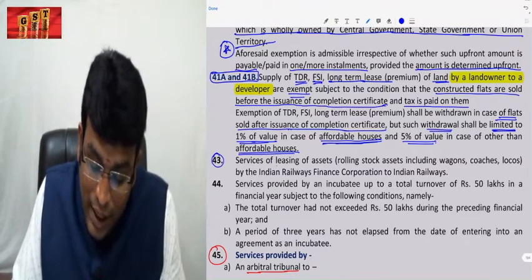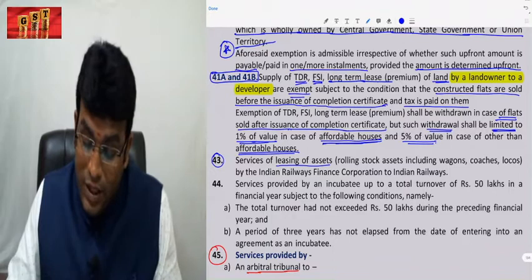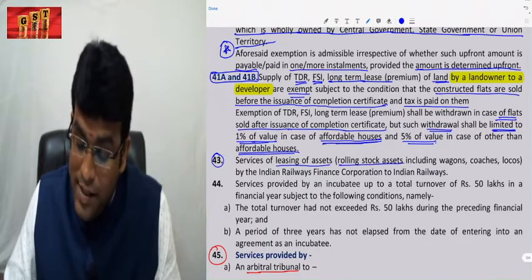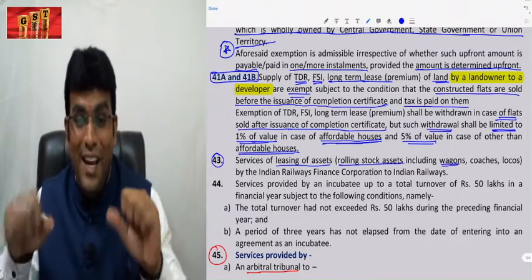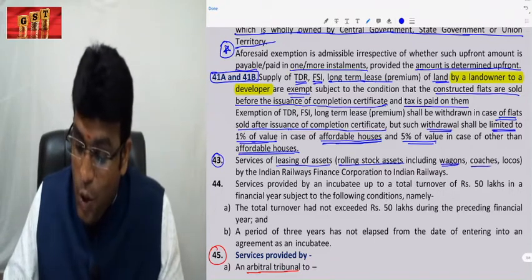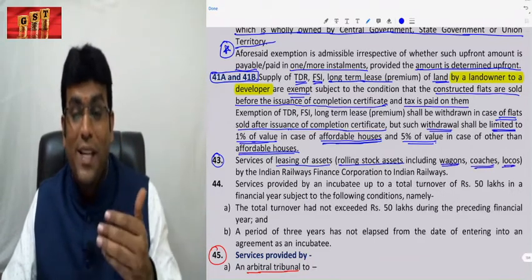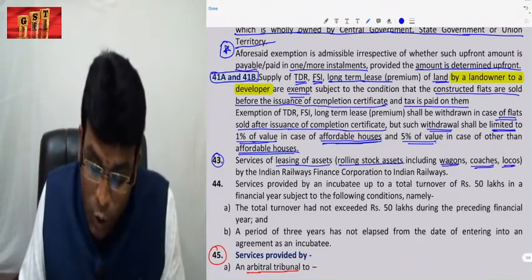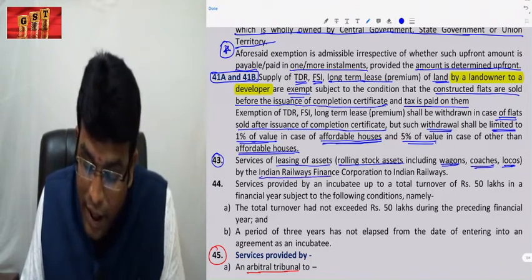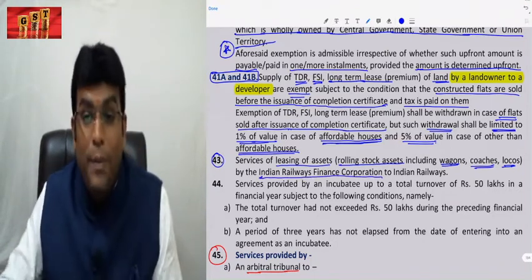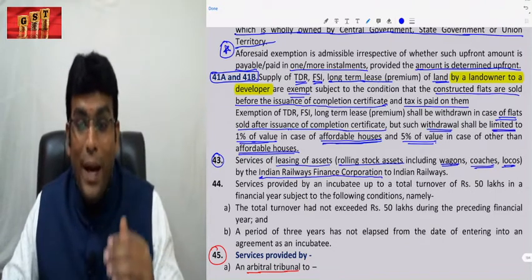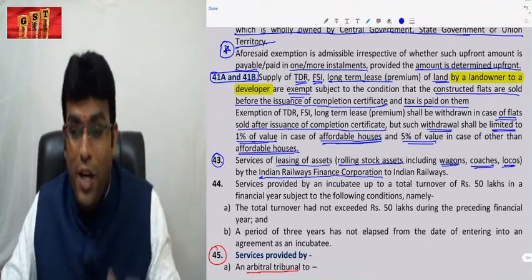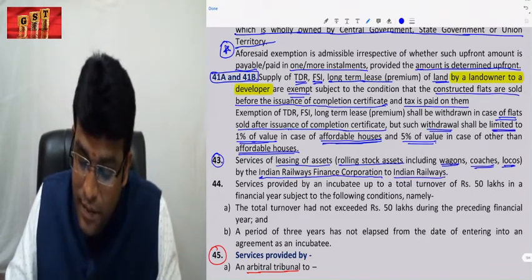Services of leasing of assets. What assets? Rolling stock assets, including wagons, including what, sir? Wagons, coaches or locos. Locos is basically the motors. By whom, my dear friends? Indian Railway Finance Corporation. I repeat one more time. By whom, sir? By Indian Railways Finance Corporation to Indian Railways.